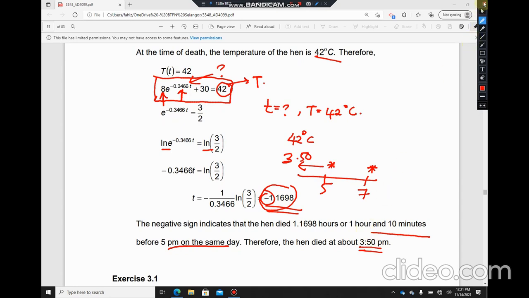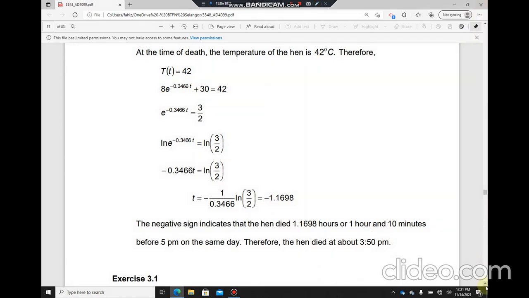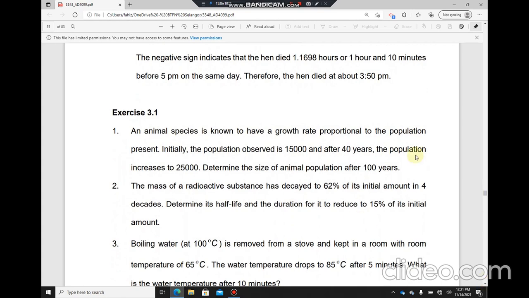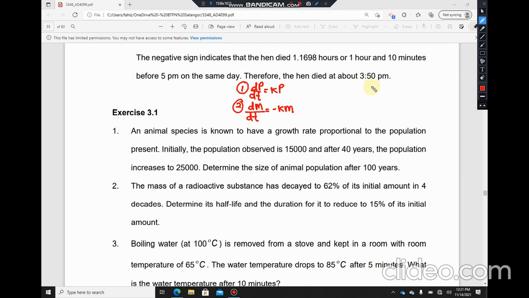Okay, so this is 3 subtopic. So kita ada 2 lagi subtopik. So untuk 3 subtopik ni dia menggunakan separable equation. So saya buat kesimpulan sikit dekat sini. First population growth dP/dt equals kP, and then you have radioactive decay dm/dt equals negative km, and then Newton's law, number 3, dT/dt equals k(T minus Tm).